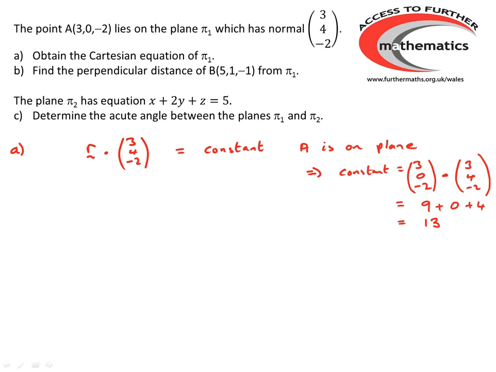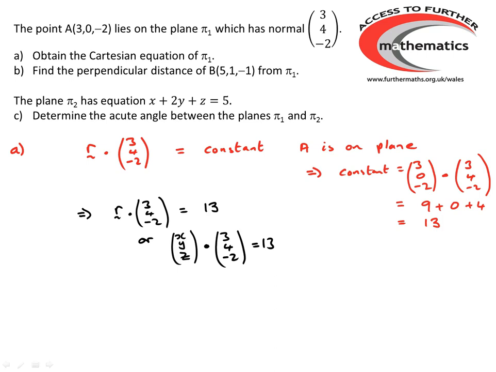So the scalar product just gives me 9 plus 0 plus 4, which is 13. So we know the value of the constant is 13, and the equation of the plane is r dot 3, 4, minus 2 equals 13. And that is the vector form for the equation. We are asked for the Cartesian form.